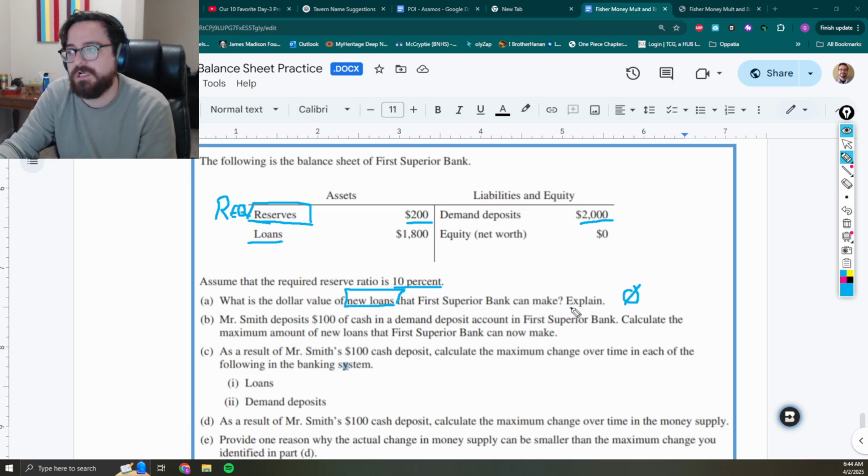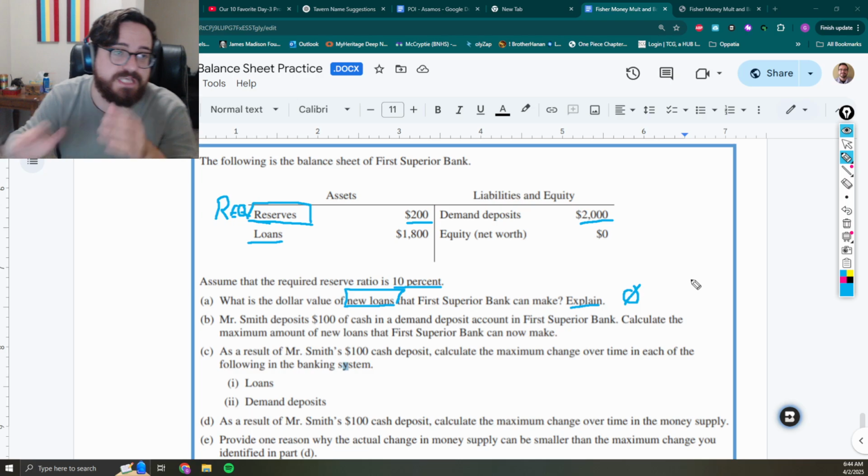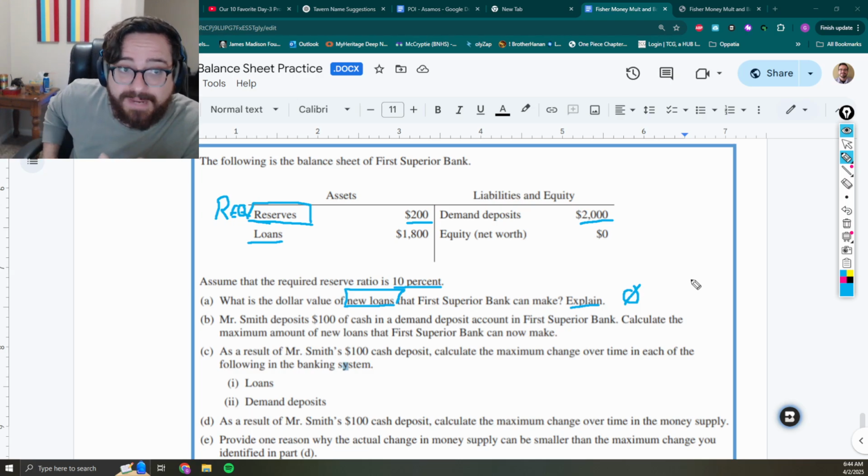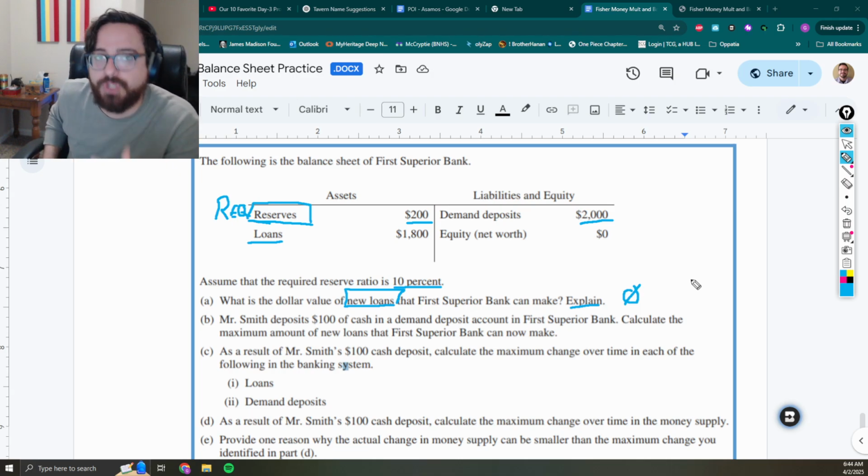The explanation here, which I'm not going to write because I don't want to write it with this gross pen, but I'll say it right here. The explanation for this is because this bank has no excess reserves. The $200 of reserves is all required reserves, and this bank has loaned out every other dollar they could have. So there's no new loans this bank can now make. That's a very fancy explanation. If you said because they have no excess reserves, that would be sufficient.